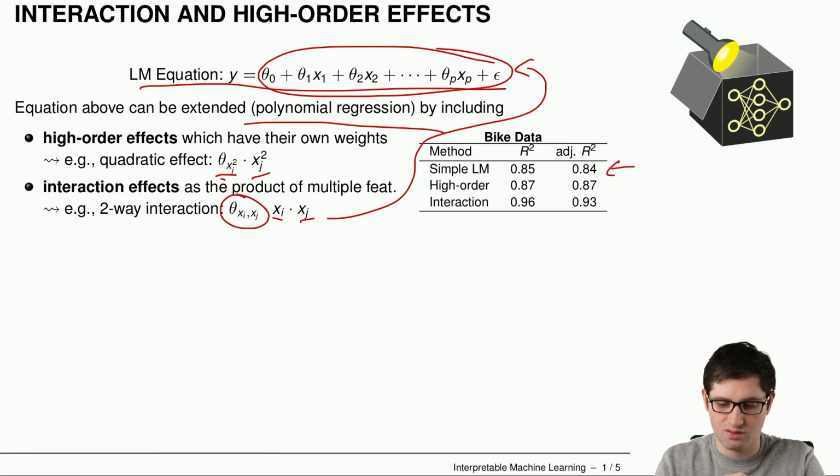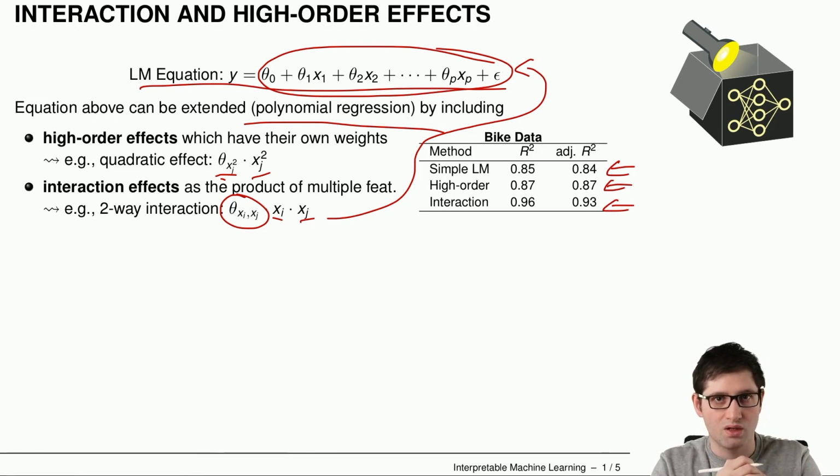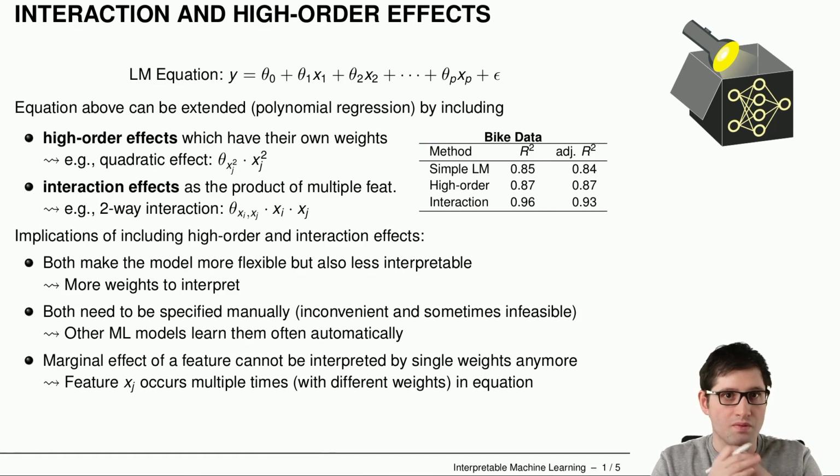We have here, for comparison purposes, shown a table that compares a simple linear regression model with another having higher order effects and some interactions. Just to illustrate that we can get a better fit if you look at the R-squared measure, for example. So the implications, if we include higher order interaction effects, are the following.